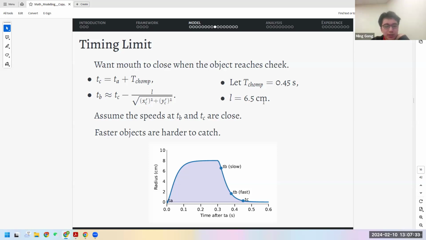The difference between TB and TC is the time for the object to go through the mouth, which is approximately the mouth length over the falling speed, assuming the speed at TB and TC are close enough. And from the graph here, we already see a problem. For a fast falling object, the mouth cannot open wide enough at TB, and in fact, it's almost closing.